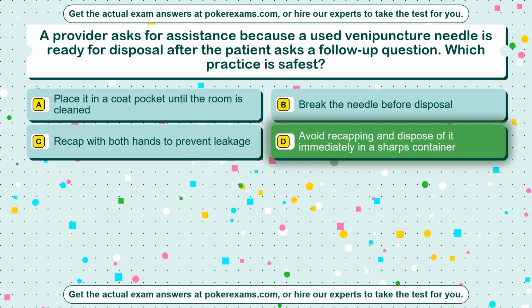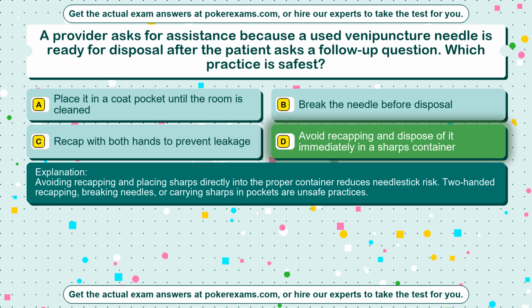The correct answer is option D, avoid recapping and dispose of it immediately in a sharps container. Avoiding recapping and placing sharps directly into the proper container reduces needle stick risk. Two-handed recapping, breaking needles, or carrying sharps in pockets are unsafe practices.